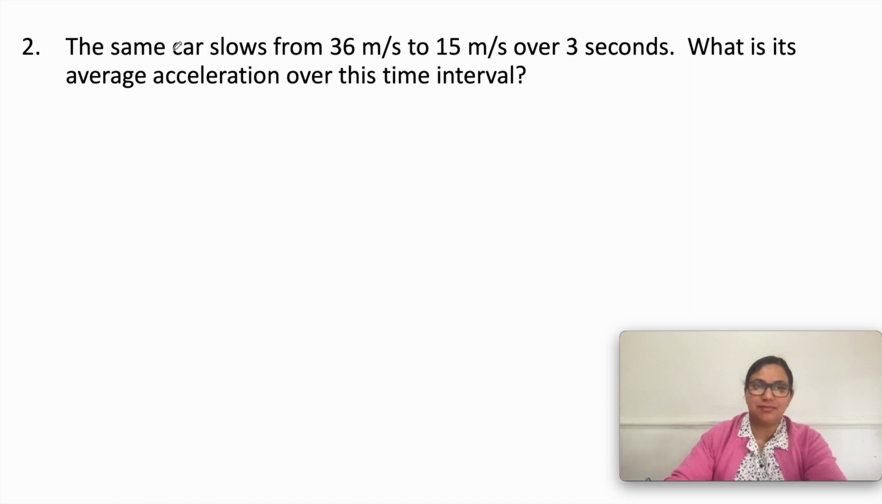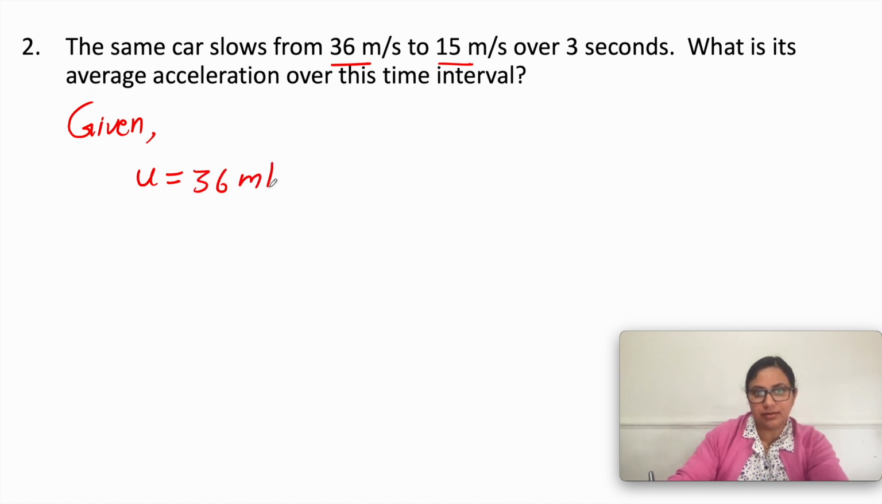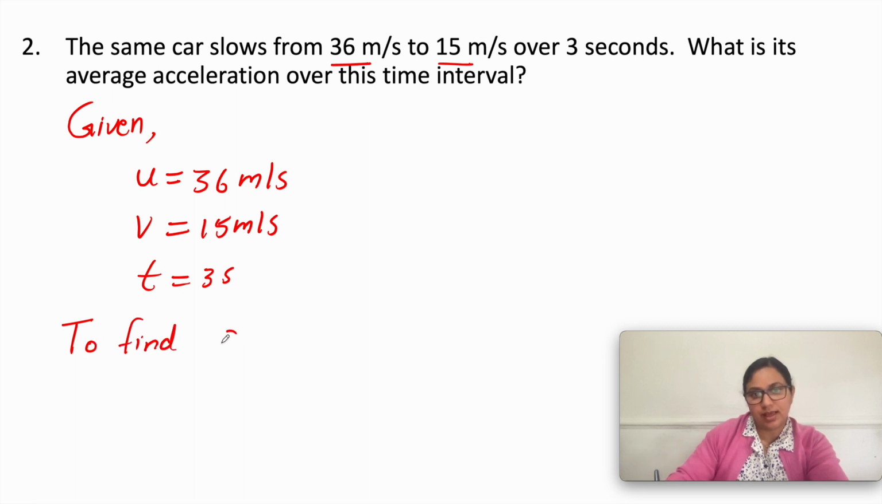Next question is, the same car slows from 36 meter per second to 15 meter per second over 3 seconds. What is the average acceleration over this time interval? What is given here? Given initial velocity is 36 meter per second. That means the change in velocity happened here from 36 meter per second to 15 meter per second. So u will be 36 meter per second and v will be 15 meter per second. And the time interval is 3 seconds. So we need to calculate the average acceleration.